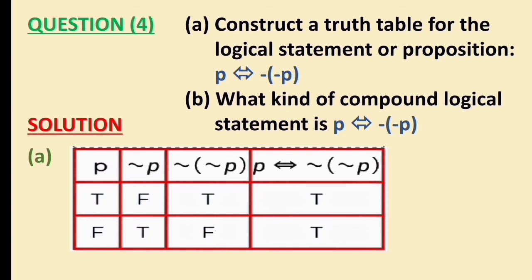Here is the truth table that is required in question 4A. In this truth table, we only have 2 rows because the question before us has only one simple statement, which is P. So the number of rows required here is 2 raised to the power 1 simple statement, which is 2 rows. Here we have a column for P, for negation P, for the negation of negation P, and finally for the entire question, which is P is equivalent to the negation of negation P. So for question A, the truth table is before us.